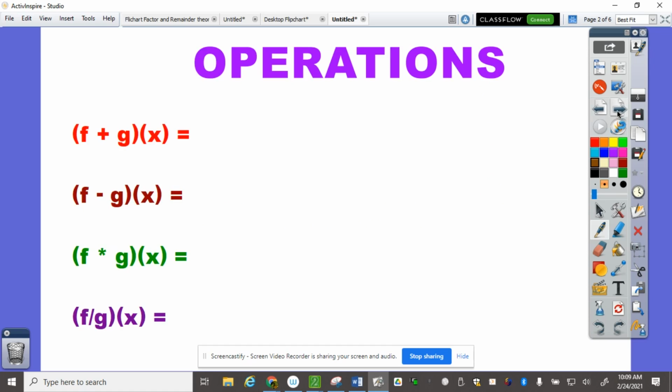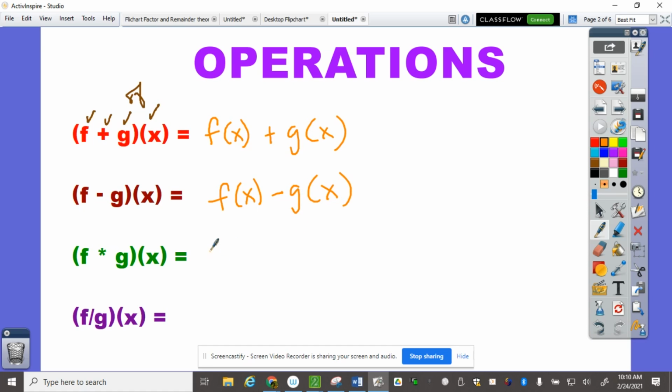Okay, so when we talk about operations, we will see something like this on the left side here. How to read this one? This is read as f plus g of x, f minus g of x, and f times g of x, okay? The meaning of this is basically you're just adding f of x and g of x, subtracting f of x by g of x, f of x times g of x. And this one here is just dividing f of x by g of x, okay?